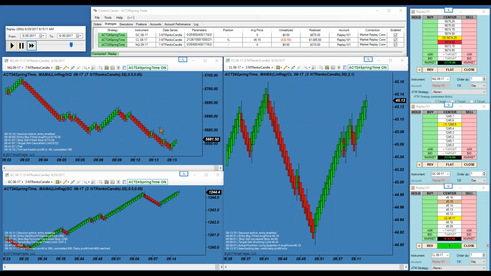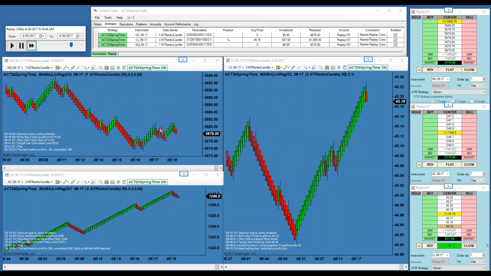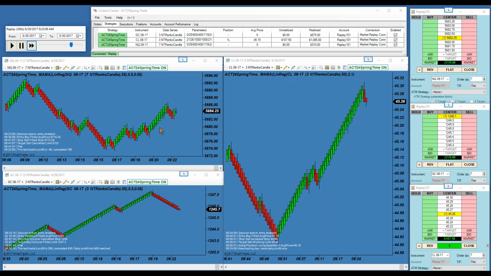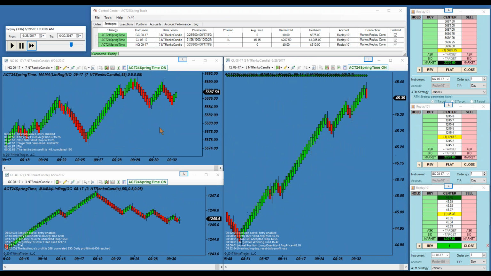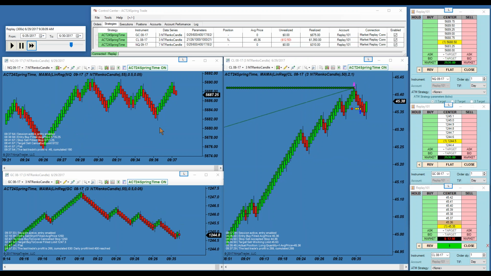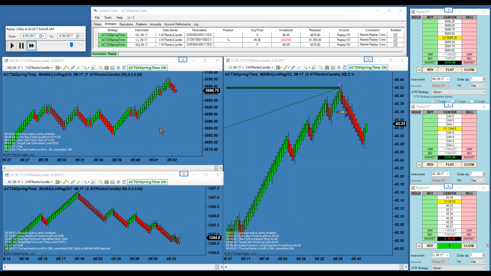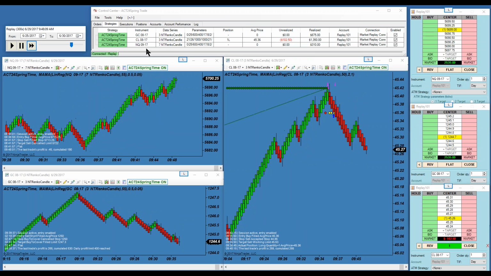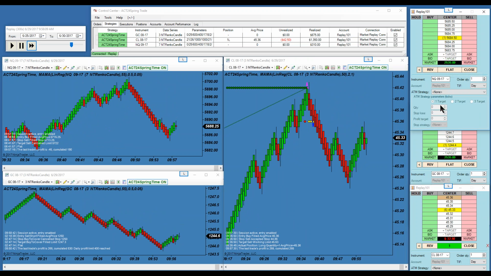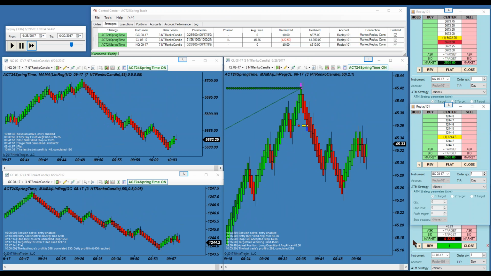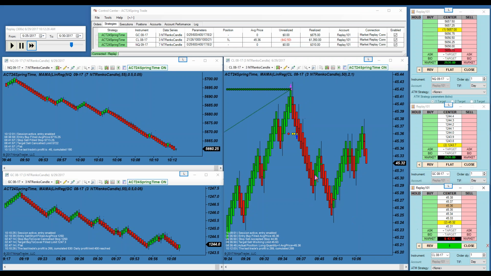Struggling to go up. It's long. Order pending. And hit the target. How about that? Well, let me just tell you. If I were trading this still in the market here, look at where we are. We're at 2,500 here now. We're at 2,500 for the week.